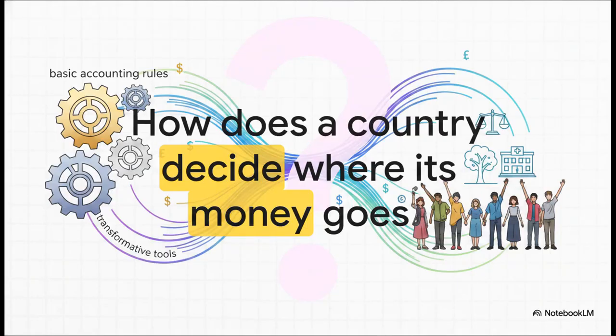Which brings us to a really huge question. How exactly does a country decide where its money goes? It's kind of mind-boggling when you think about it. Today, we're going to explore exactly how budgets evolve from basic, everyday accounting rules into these incredibly powerful tools for equality and citizen empowerment. Because it's not just about balancing checkbooks, right? It's about allocating resources to reflect our actual shared values.